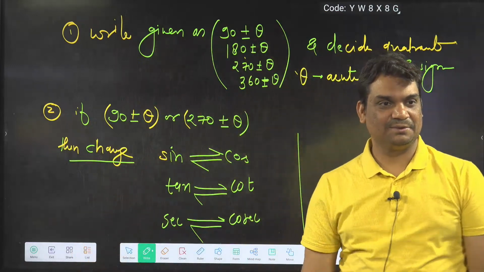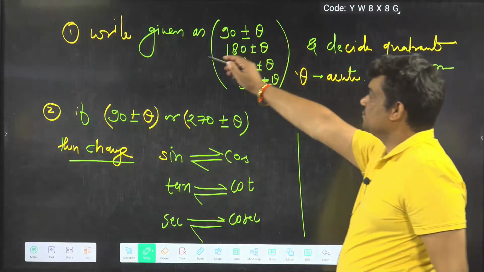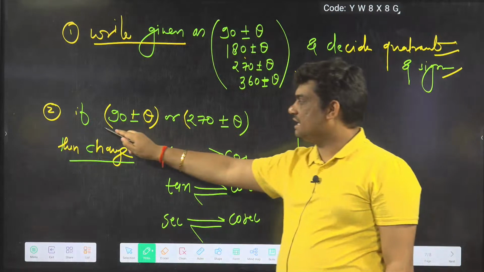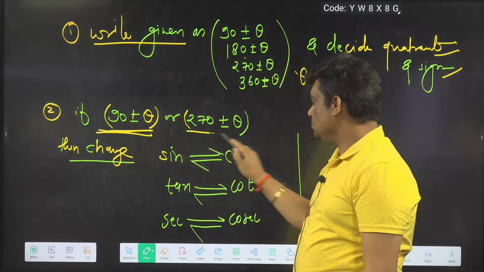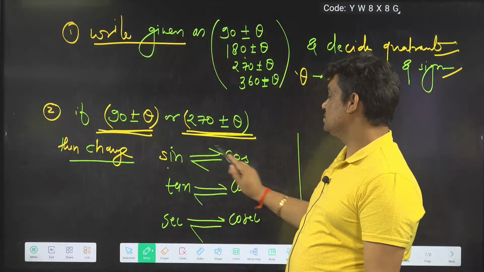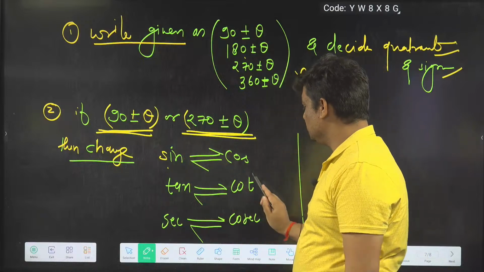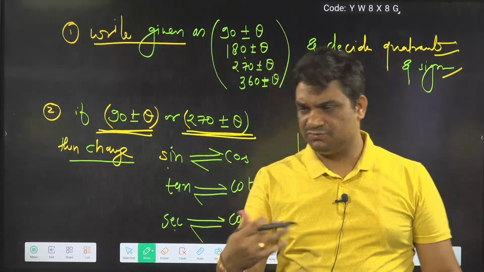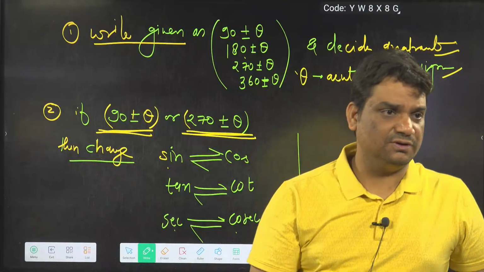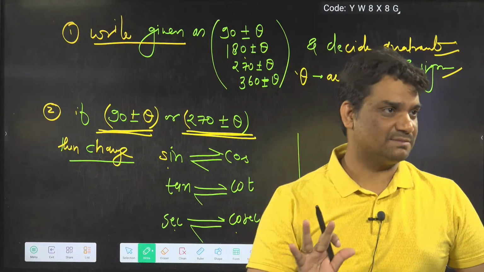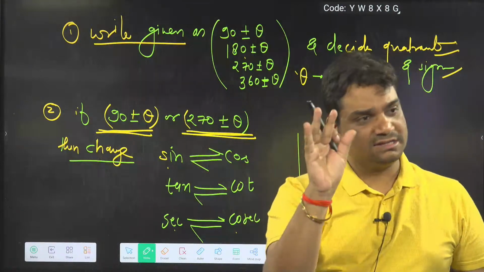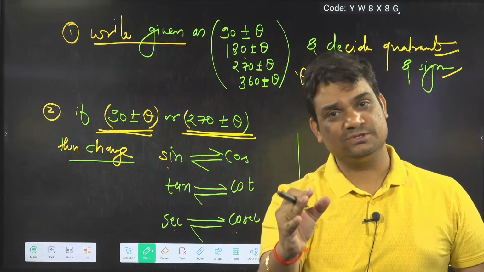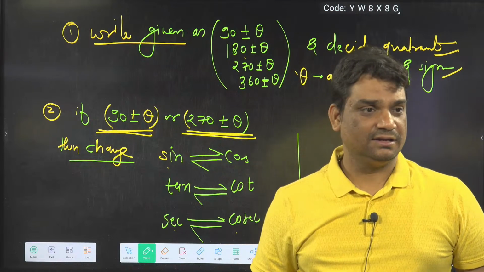Can you explain once what I am saying? Basically, first of all, write the given angle like this and decide the quadrant. Second, if the angle is in the 90 plus minus or 270 plus minus format, then change sine into cos and cos into sine, tan into cot and cot into tan, sec into cosec and cosec into sec. The reason of course I am not saying, because this is not a mathematics class. This is the rule. You have to now remember the rule. We are going to use this one. How we are going to use it, we will go into detail. Okay, please give one problem.